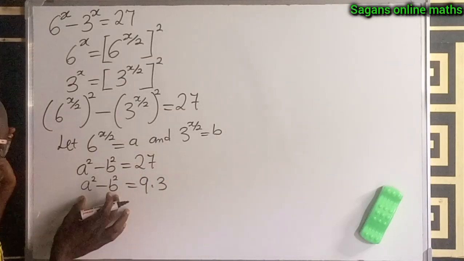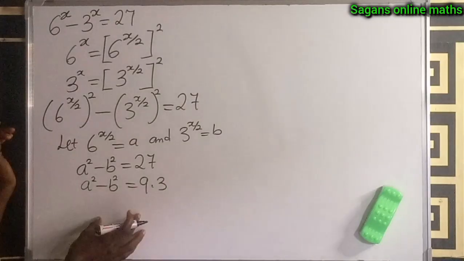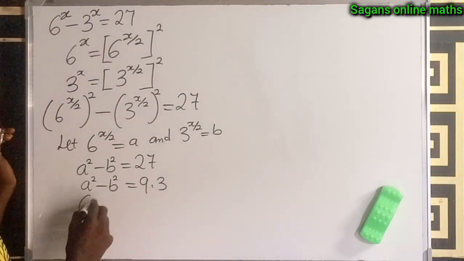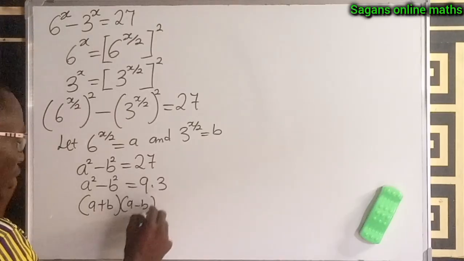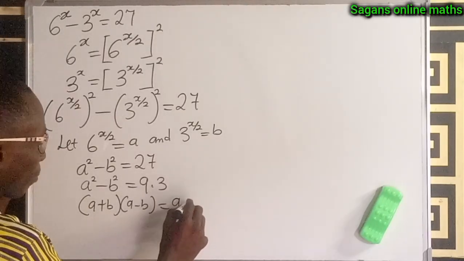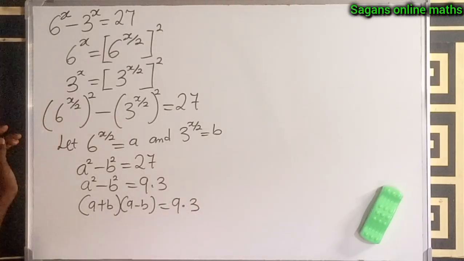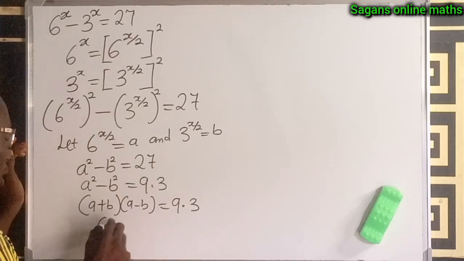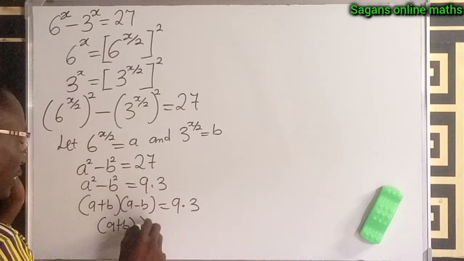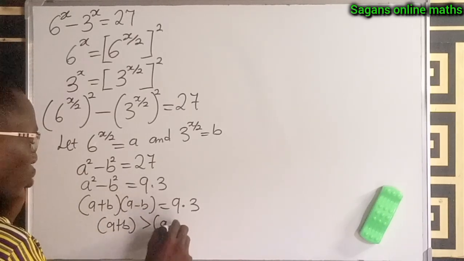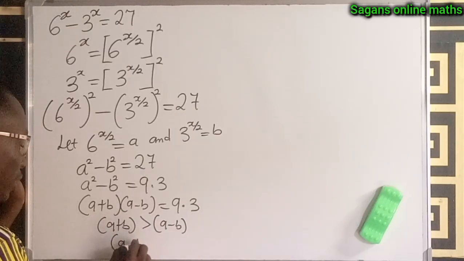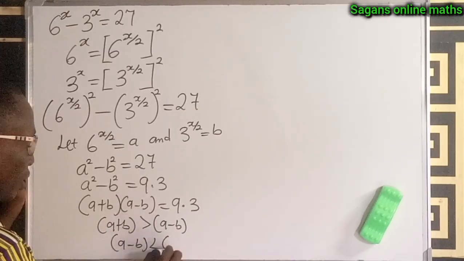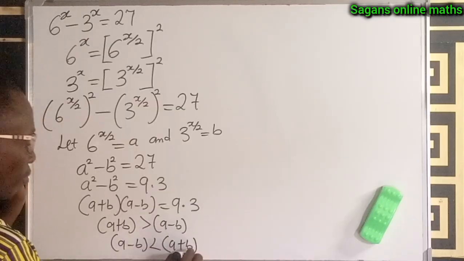Take note that a squared minus b squared is the difference of two squares. I can write it as a plus b, times a minus b, equals 9 multiplied by 3. And I want you to understand that a plus b must be greater than a minus b. That means a minus b is less than a plus b.